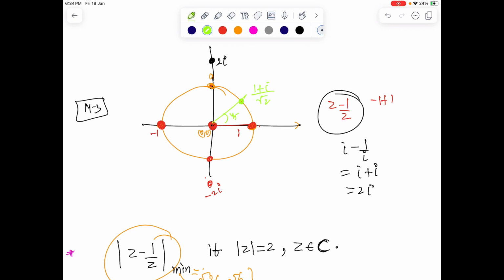If I pick up a point like (1 plus i) by root 2, which is making 45 degrees, you can find (1 plus i) by root 2 minus 1 by (1 plus i) by root 2. In fact, 1 by z is z bar, so it's (1 plus i) by root 2 minus (1 minus i) by root 2. The 1 by root 2 will cancel, so we basically get 2i by root 2, so root 2 i. Again interesting, this went to root 2 i.